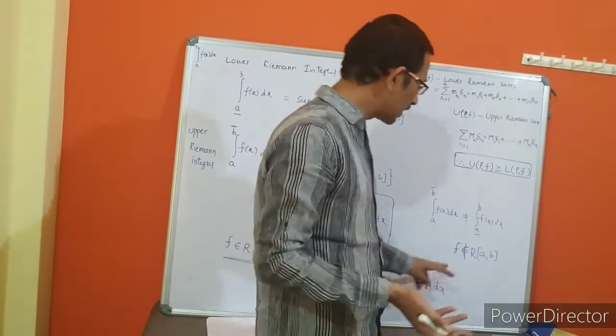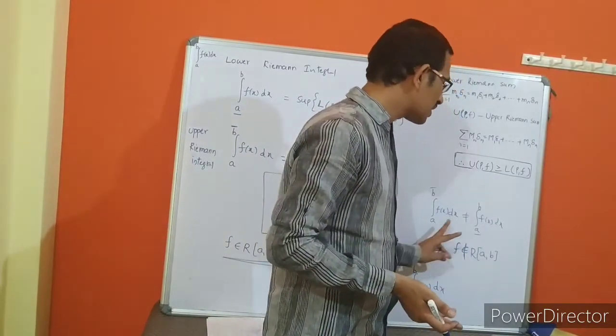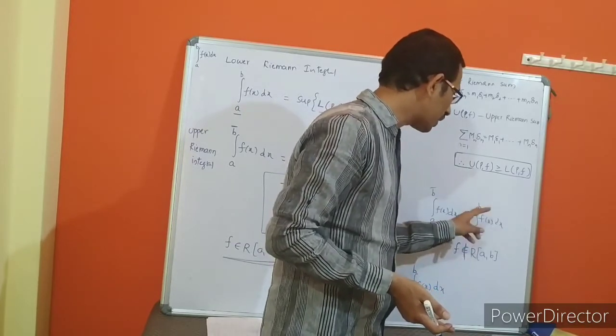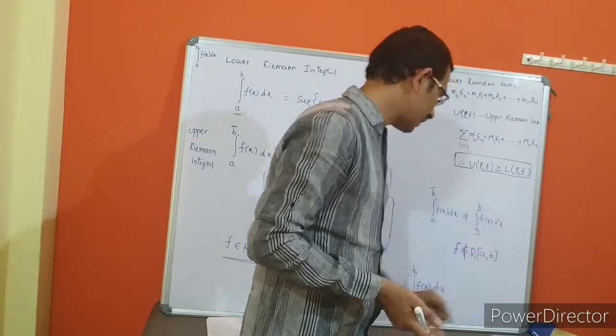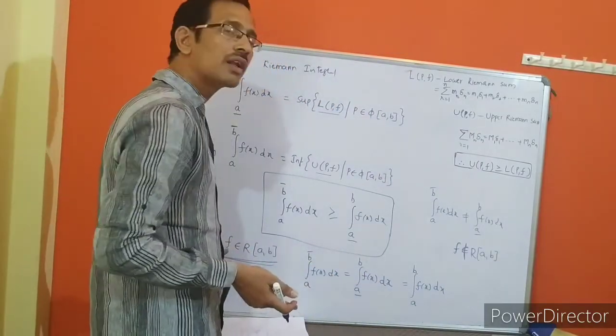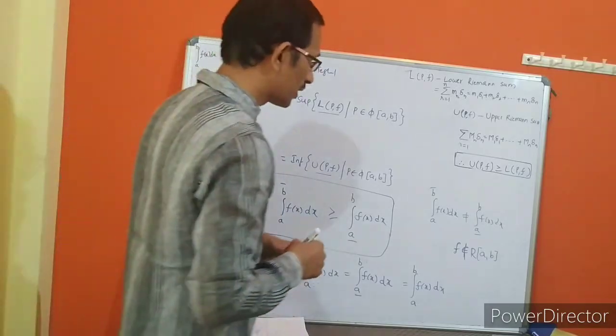If f is not Riemann integrable, then we write it like this. It means the upper Riemann integral and the lower Riemann integral are not the same, not equal. If they are equal, then we say that f is Riemann integrable. And further, some more concepts I want to introduce.